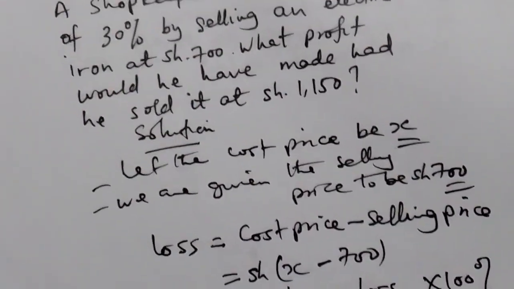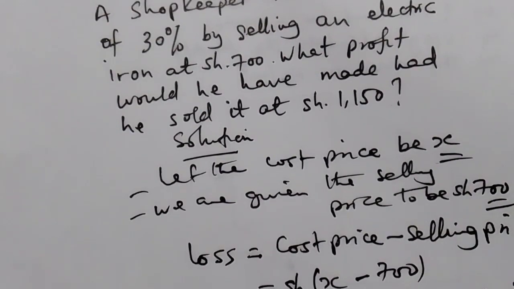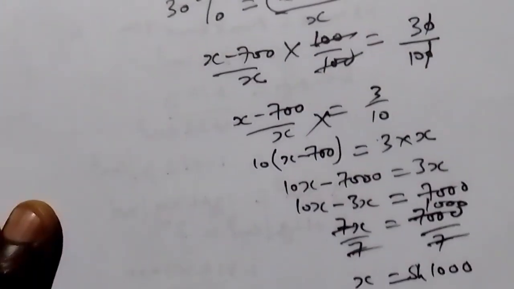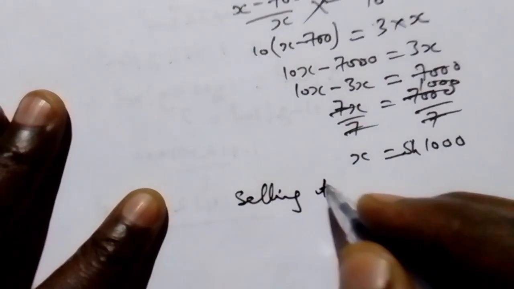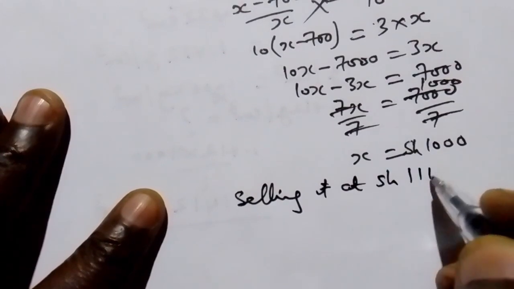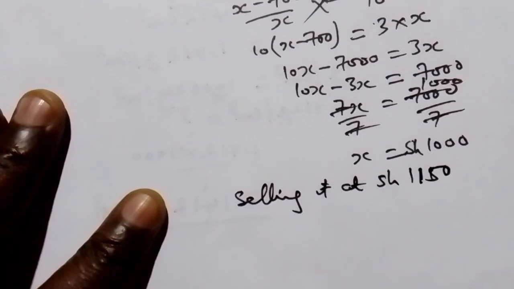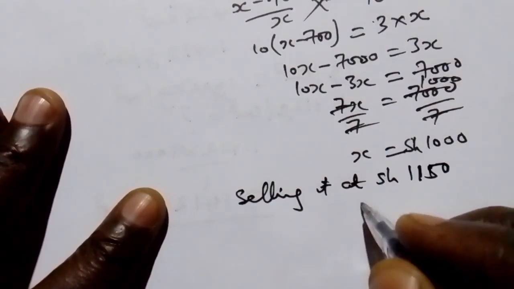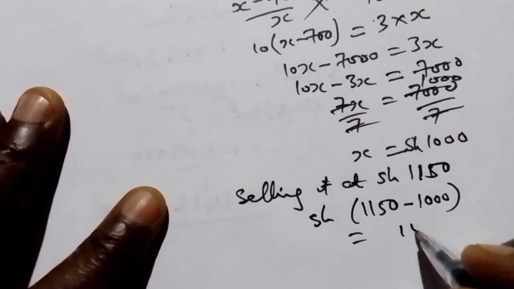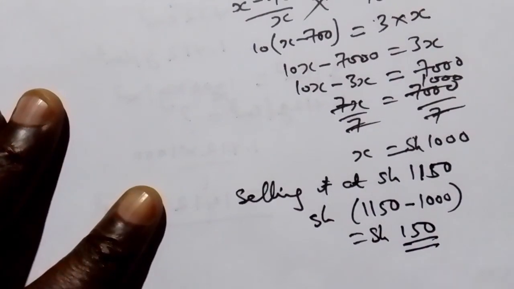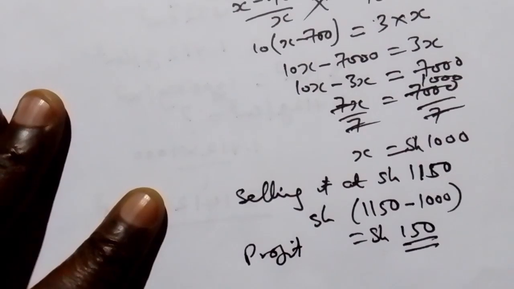And now we are told, we asked what profit would he have made had he sold it at selling price 1150. Selling it at 1150, what profit will he make? So it is 1150 minus 1000, which is equal to 150. So he is going to make a profit of 150.